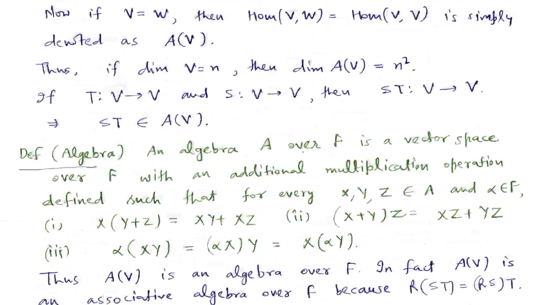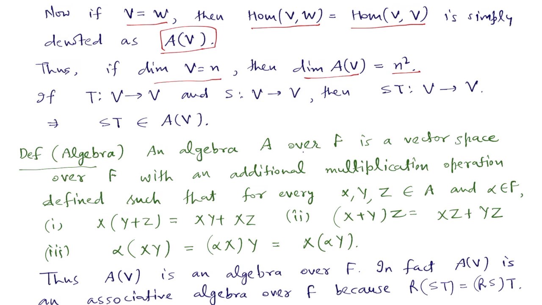Now this is a particular case. If V is same as W, then we write Hom(V,W) simply as Hom(V,V) and more simply as A(V). So if dimension of V is n, then dimension of A(V) will be equal to n times n, that is n square. And if T is from V to V and S is from V to V, then ST is also a linear transformation from V to V, and so ST is again a member of A(V), Hom(V,V).